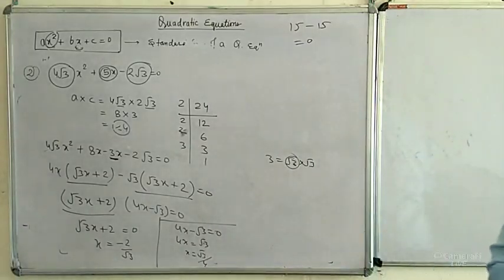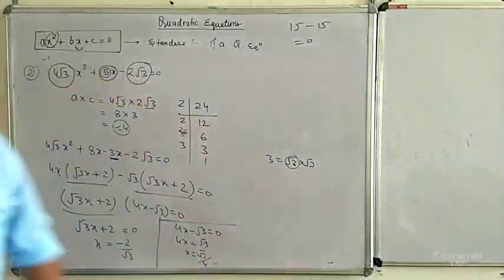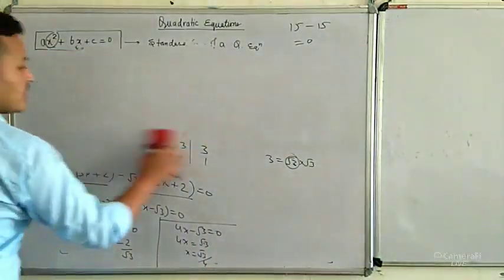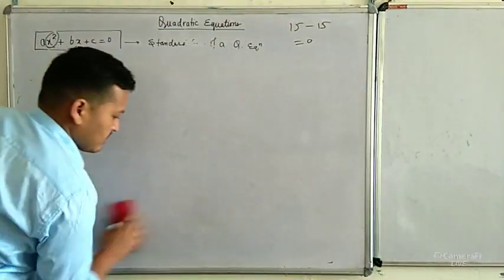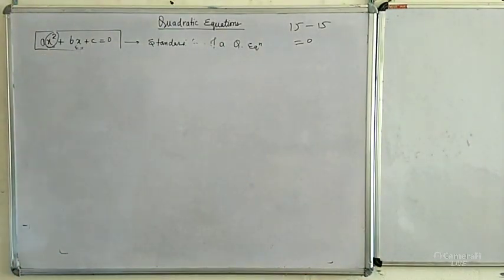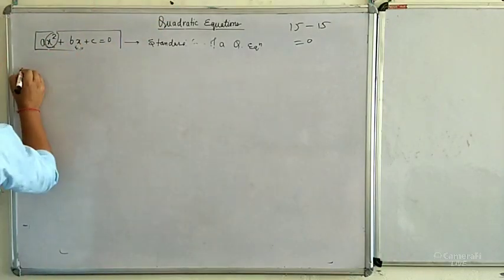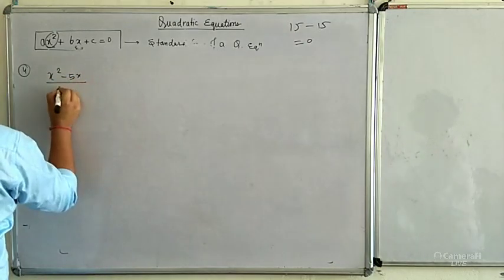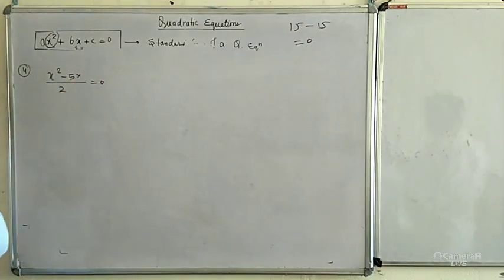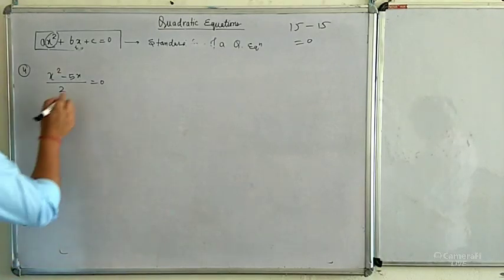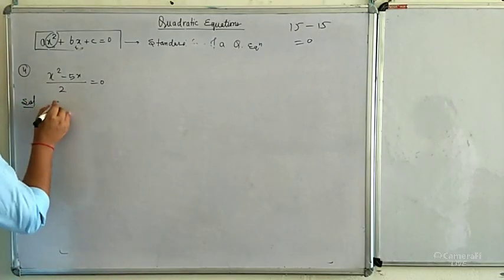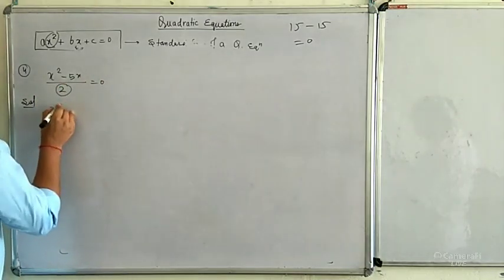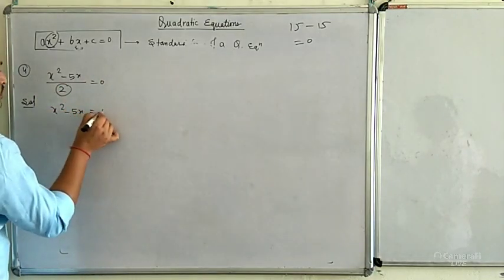Okay, next I am taking one more question. x square minus 5x upon 2 is equal to 0, this is also a simple question. So the solution of this equation, take this 2 to the right hand side. So x square minus 5x is equal to 2 into 0, so 0.